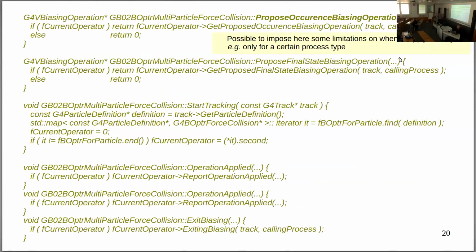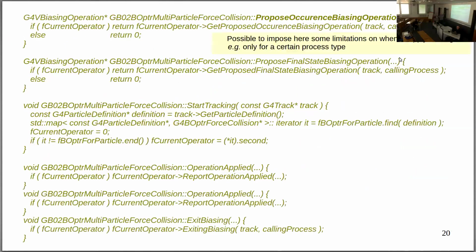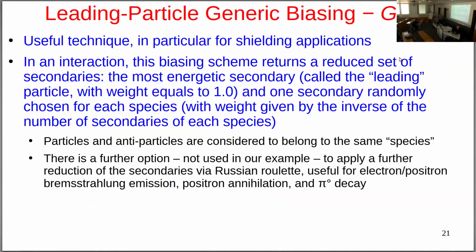And again, in this proposed occurrence biasing operation, I didn't write anything here. You can add, as before, some limitation on when to apply biasing. And that's it. As I said, there is code, but you can take it and use it as it is. The only place that you might eventually add something is in this proposed occurrence if you want to use biasing in a special way.